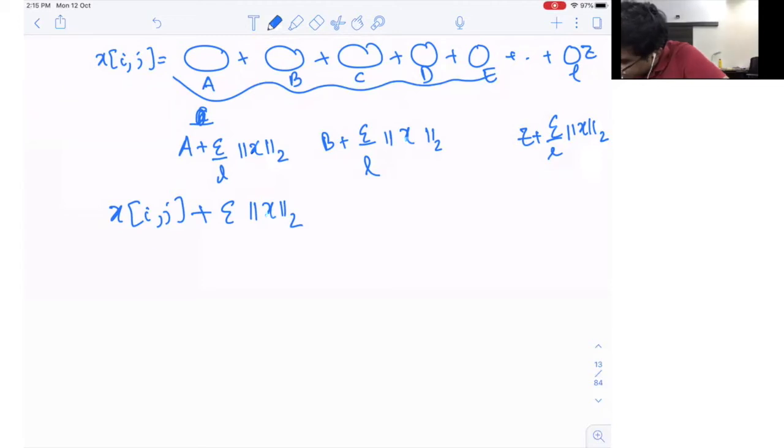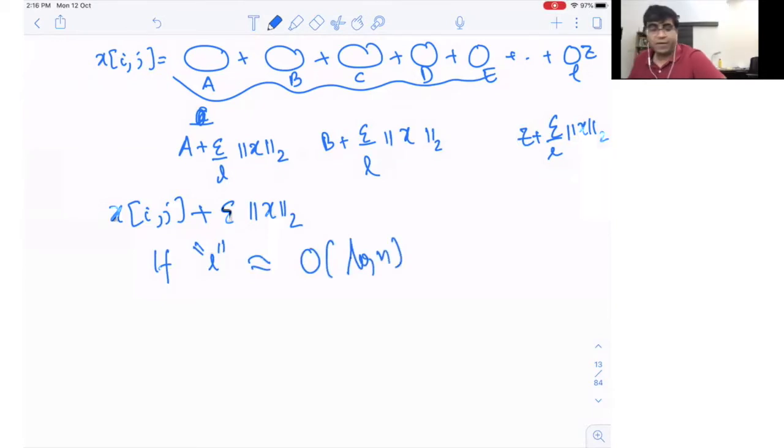So if L is like order log n, then that will be great for us, because then maybe we don't need to increase space far too much. Increase space far too much, but with a small amount of space, we will be able to manage. Okay? So that's the overall idea of doing this.